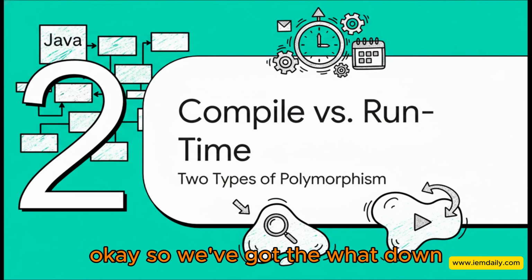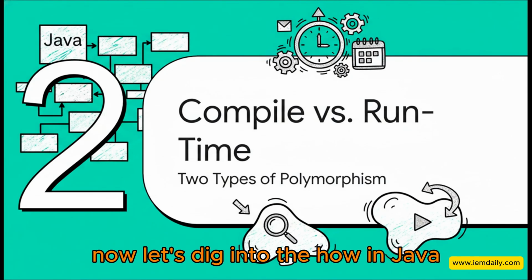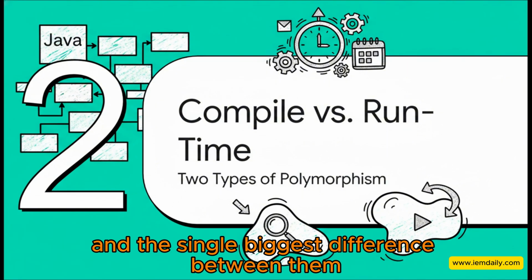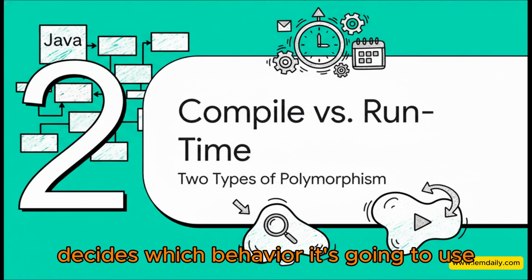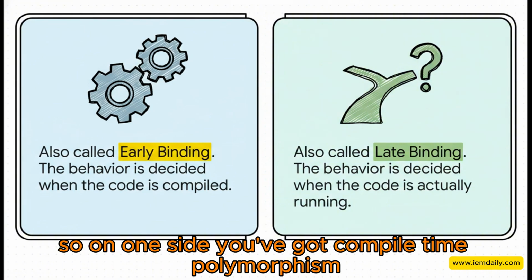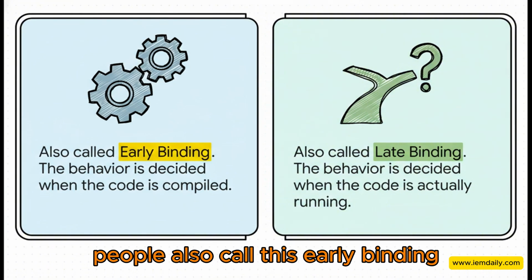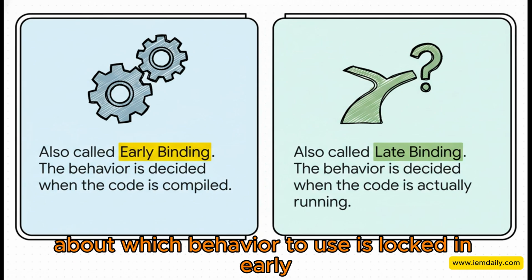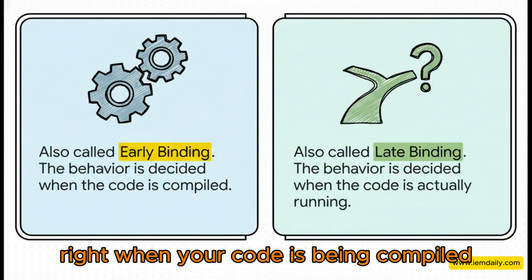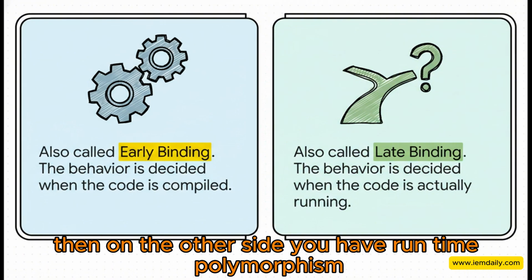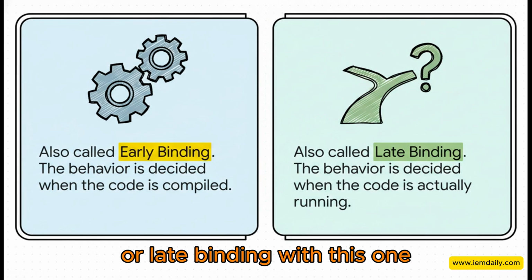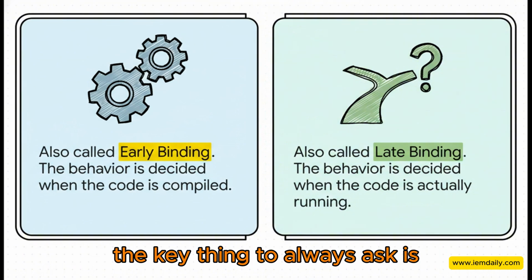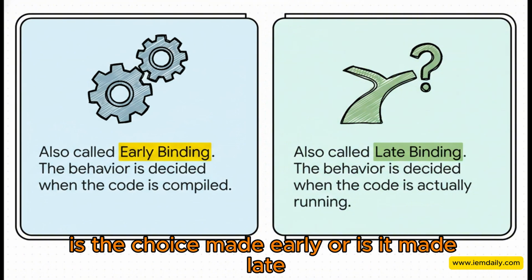Okay, so we've got the what down. Now let's dig into the how. In Java, polymorphism really breaks down into two main types. And the single biggest difference between them is when the program decides which behavior it's going to use. So on one side, you've got compile time polymorphism. People also call this early binding. And just like the name says, the decision about which behavior to use is locked in early, right when your code is being compiled. Then on the other side, you have runtime polymorphism, or late binding. With this one, the decision is made way later, on the fly, while the program is actually running. The key thing to always ask is: is the choice made early or is it made late?